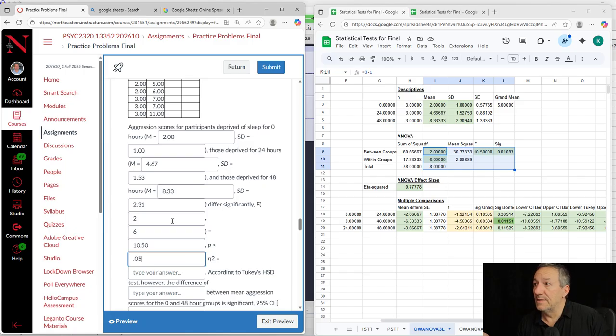It's 0.01 something, so it's not less than 0.01, but it is less than 0.05. And then our eta squared is right underneath that, 0.78.